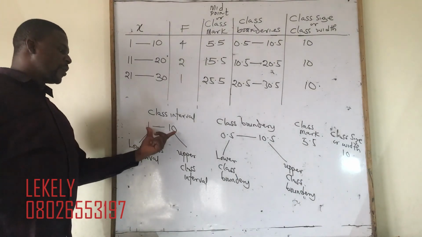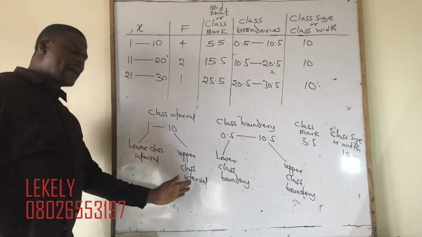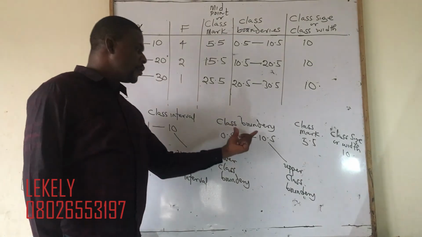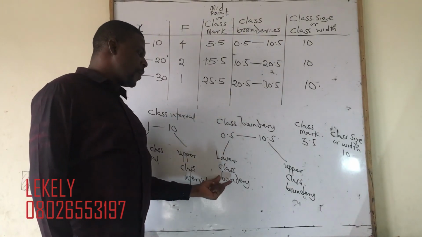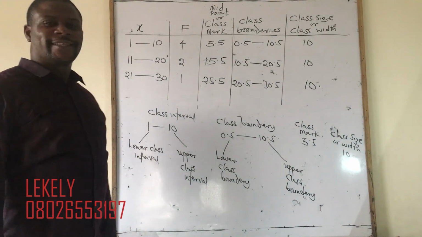And don't forget, in your class boundary, the first number is the lower class boundary, the second number is the upper class boundary.